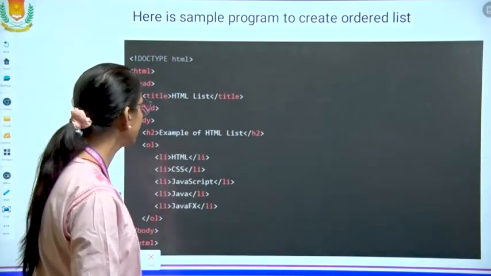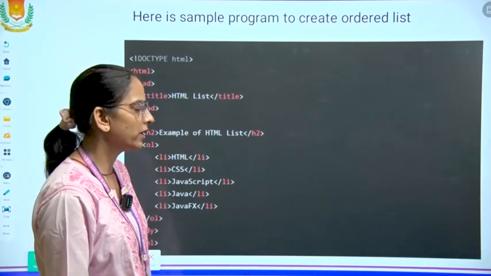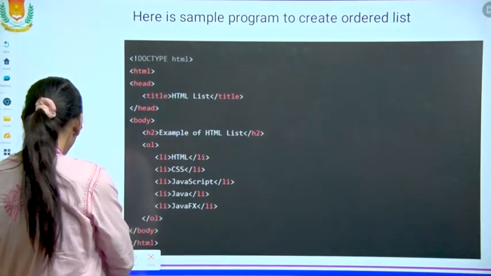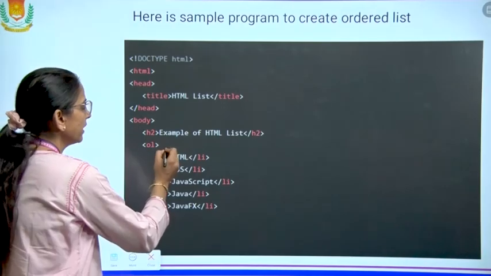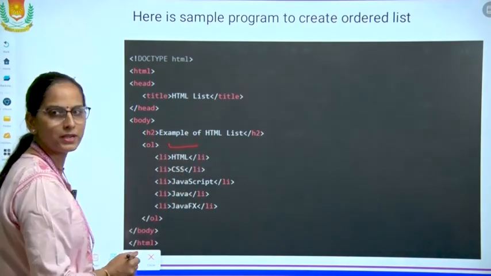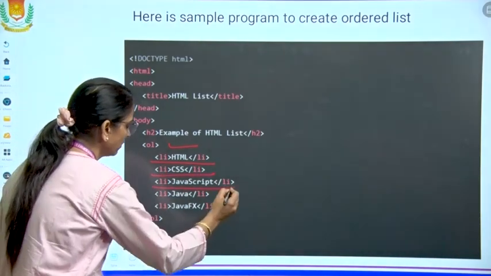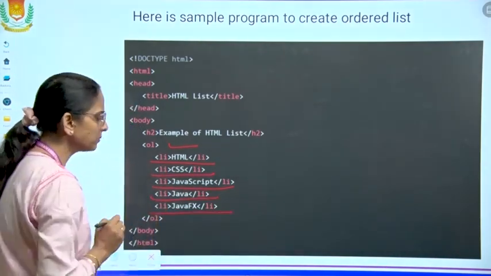Now here is the example of an ordered list. How can you use the ordered list? How can you define the list? It will start with the OL tag. Then we have list items. 4 list items are there.